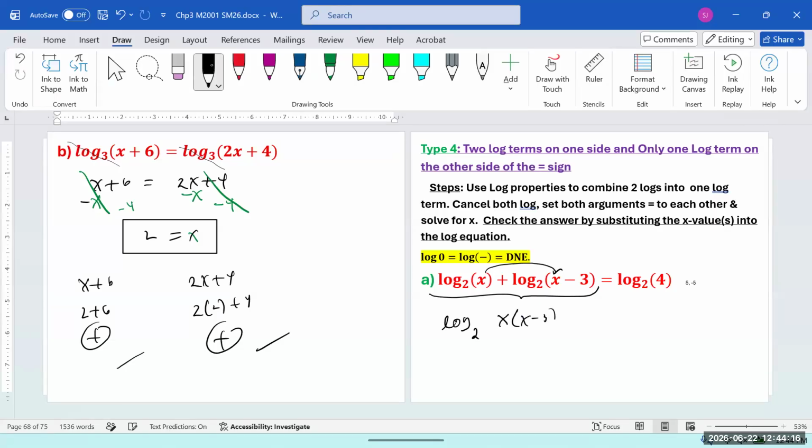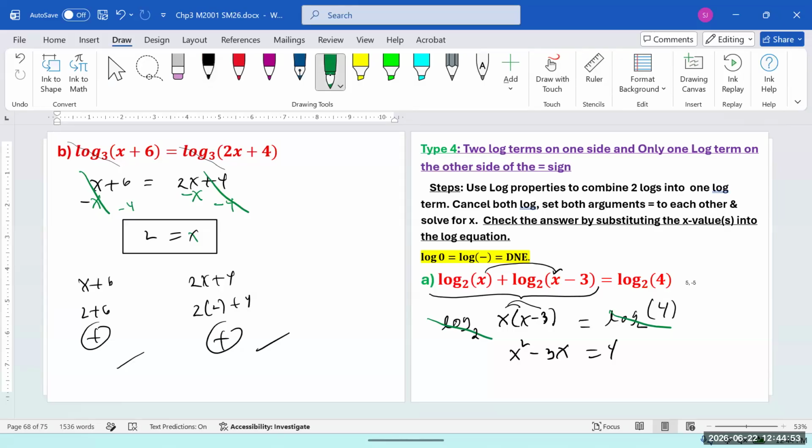x times x minus 3. And this is log base 2 of 4. And then you have two choices. Convert the right log into a single number, which is possible, or simply cancel them because they are the same thing. Log base 2, log base 2. So we get x squared minus 3x equals 4, and now it's quadratic again.